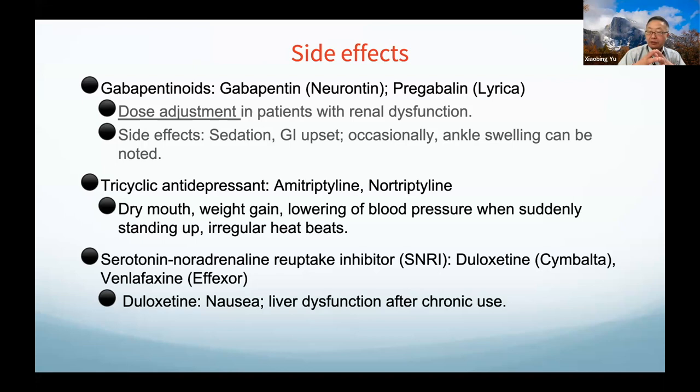As it is a calcium channel blocker, some of you take calcium channel blockers to control your blood pressure, you may notice that your doctor, cardiologist may tell you, because of those calcium channel blockers, you may notice ankle swelling. It's the same thing, you occasionally may observe when you're taking gabapentin and pregabalin.